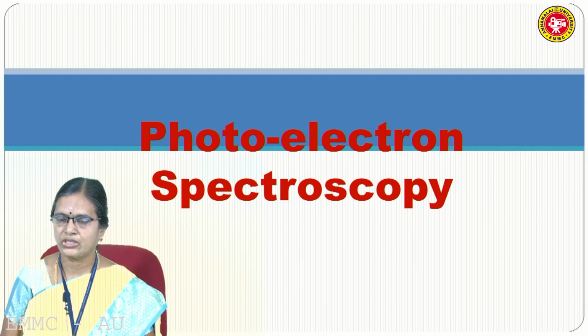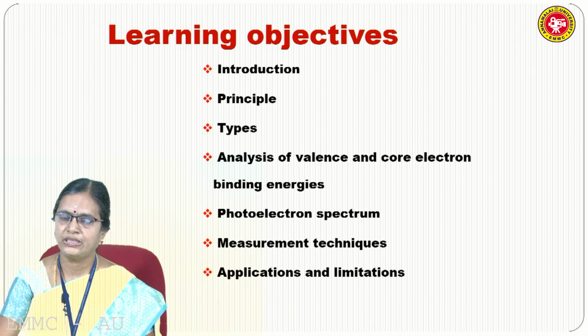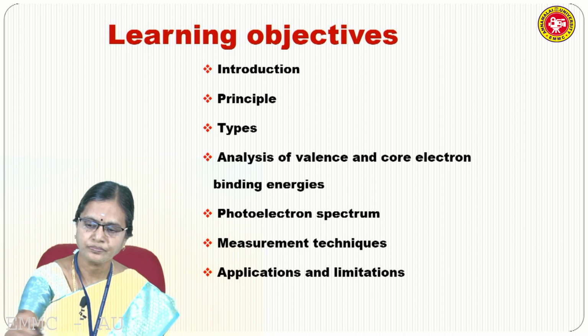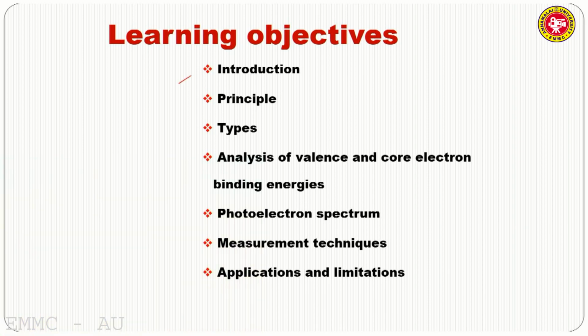Today I am going to discuss photo-electron spectroscopy. This photo-electron spectroscopy is one of the analytical techniques. Here different types of learning objectives are discussed. First one, introduction, then principle, then types, then analysis of valence and core electron binding energy, photo-electron spectrum, then measurement technique, application and its limitations.